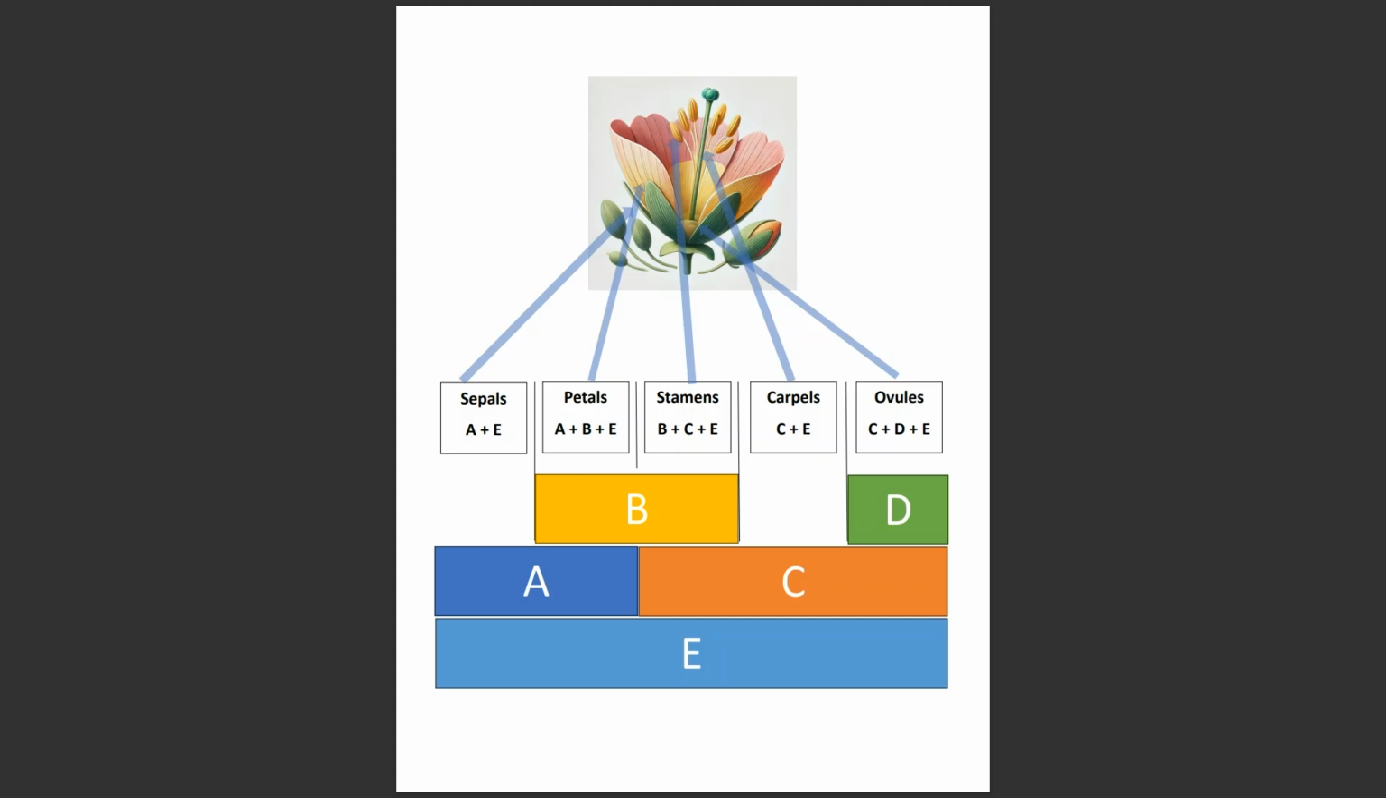Hello everyone, this video is about the ABC hypothesis, which is a model about how the development of flowers is affected by different classes of genes. This model is called the ABC hypothesis, but as you can see here, my diagram goes up to E, and this is because this is an expanded model, which includes gene classes up to E. I'll explain what all of these do later.